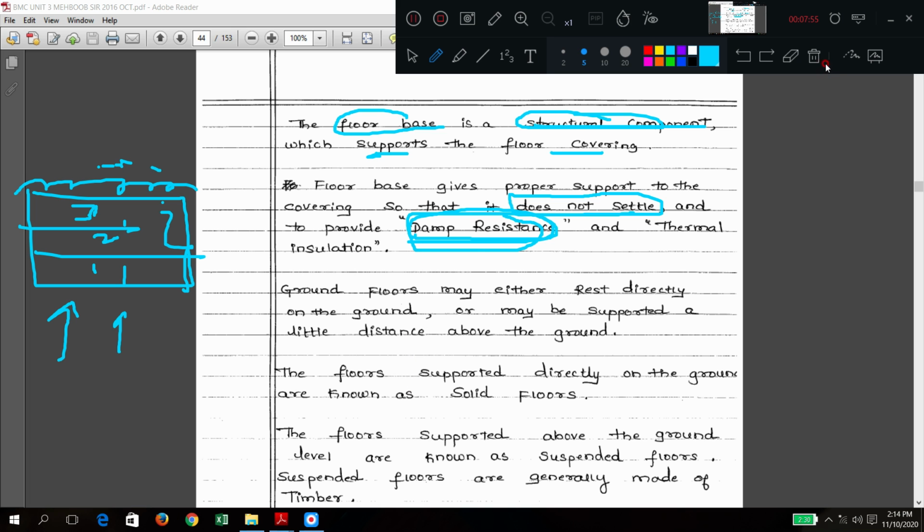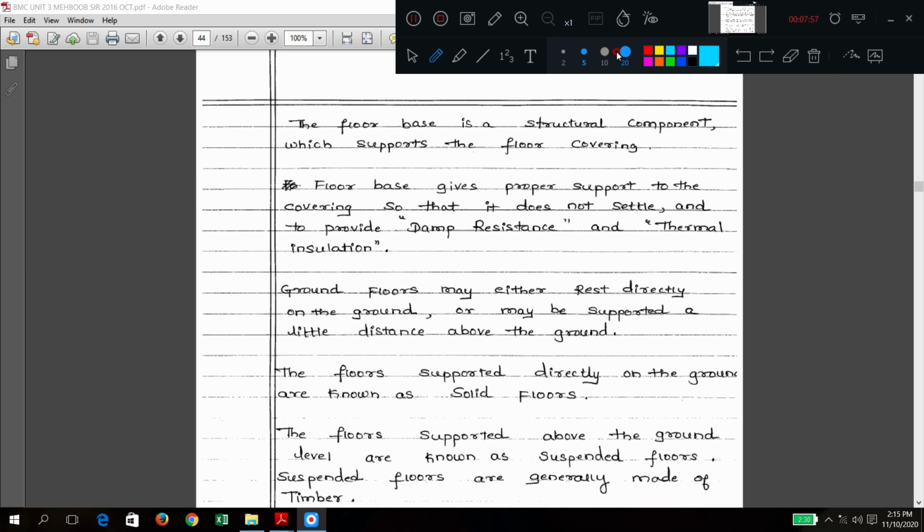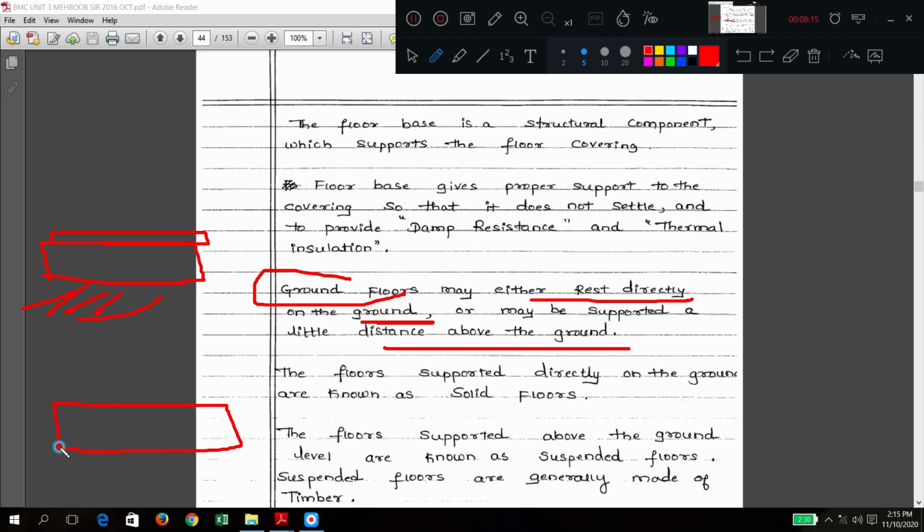In some cases, in the ground floors, they may be resting directly on the ground. It is also possible, or they may have some distance. Meaning, if this is earth, you can put concrete directly and tiles directly like this. Sometimes you may put some intermediate layers or some packing just above the earth, and above that you can go for other things. It is also possible. Generally this is not adopted, only this is adopted.